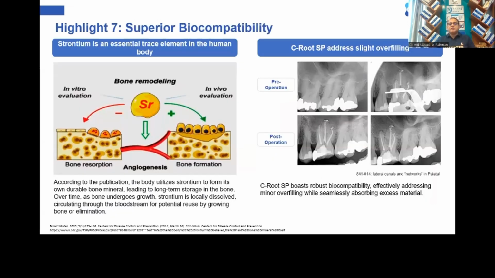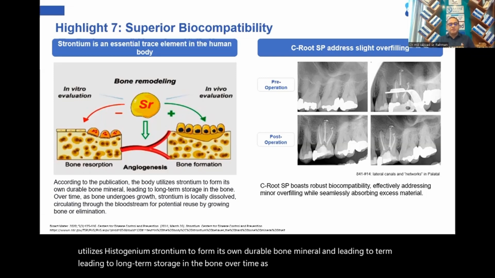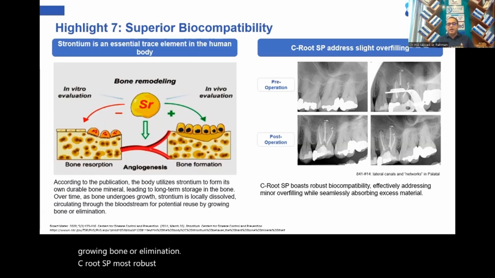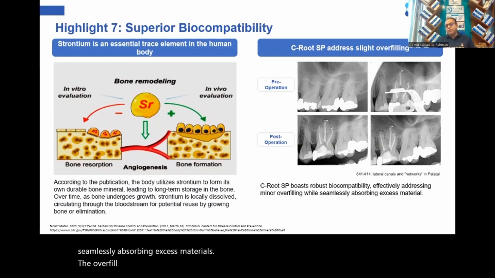Now, it has got superior biocompatibility. According to the publication, the body utilizes strontium to form its own durable bone mineral, leading to long-term storage in the bone. Over time, as bone undergoes growth, strontium is locally dissolved, circulating through the bloodstream for potential reuse by growing bone or elimination. C-Root SP boasts robust biocompatibility, effectively addressing minor overfilling while seamlessly absorbing excess materials. The overfilling will be gone within a few days.